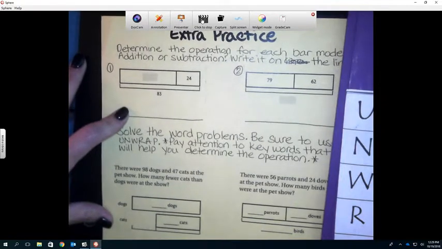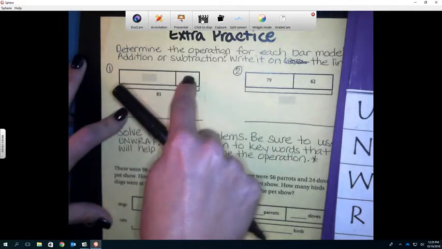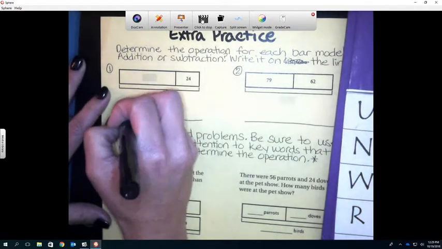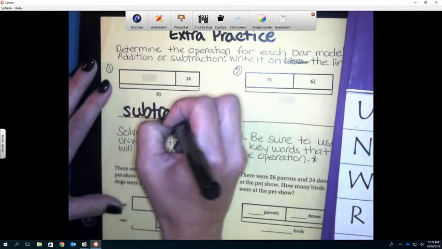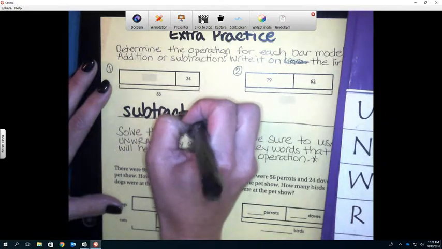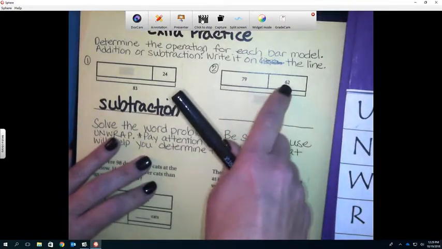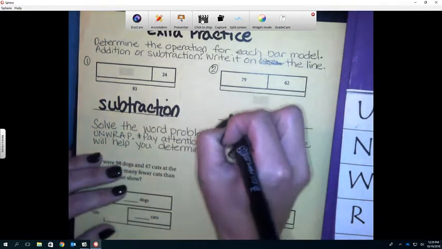So when using a bar model, these are the parts, this is the whole, so if one of the parts is missing, I know that I'm going to have to subtract to solve for that missing part, so that's a subtraction model. And then this bar model has both of the parts given, and the missing is the whole, so this would be addition.